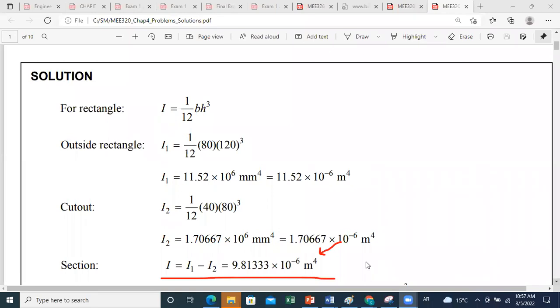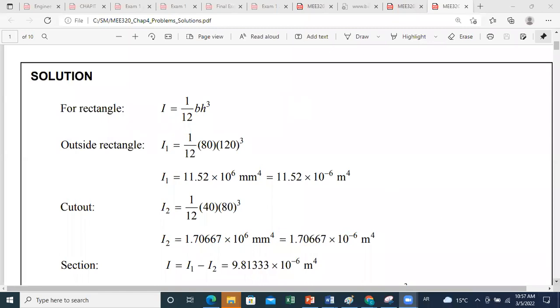Now, all you have to do to go from millimeter 4 to meter 4 is to say that 1 millimeter is 10 to the power minus 3 meter. And if I have it to the power 4, then I should multiply by 10 to the power minus 12 to go to meter 4. Since here you have 10 to the power 6 millimeter 4, when you multiply by 10 to the power minus 12, you get the same value, but 10 times 10 to the power minus 6 meters to the power 4.